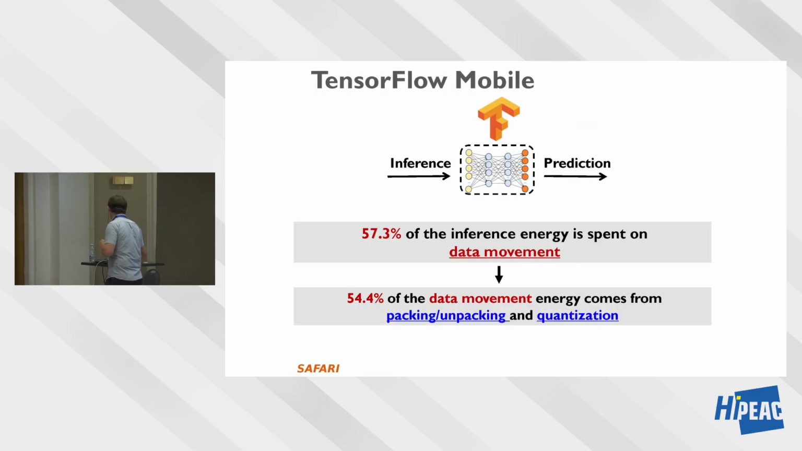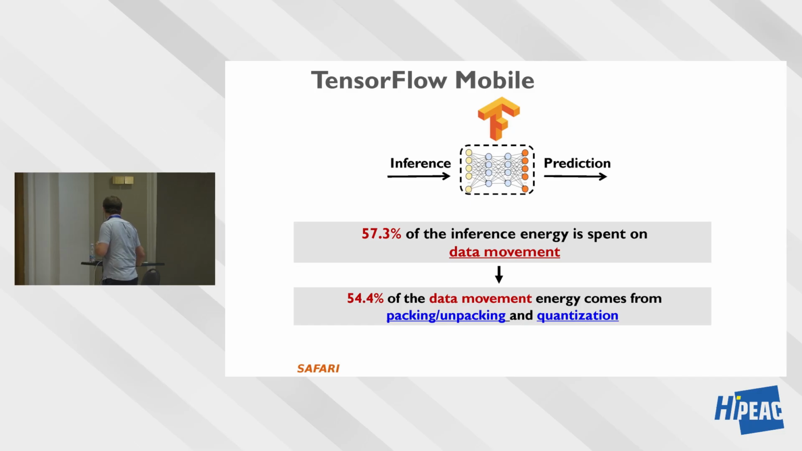So what are these functions? I'm not going to talk about everything, but for example, compression and decompression, which are used a lot in tab switching in the Chrome browser, is one. In machine learning, at the time we used TensorFlow, and we found out that a lot of the inference energy, more than 50%, is spent on data movement, and more than 50% of that data movement comes from two simple functions: packing and unpacking of data, so that you can process it nicely, and quantizing of data. Essentially all models do that today.